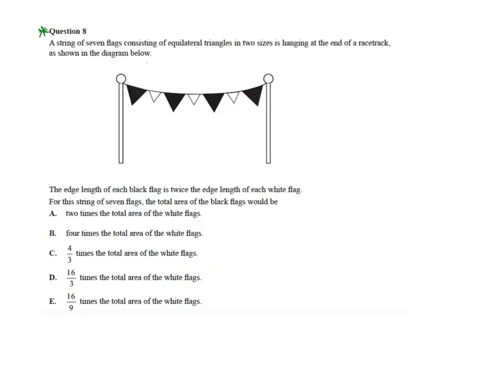Okay, a string of 7 flags consisting of equilateral triangles in 2 sizes. Once you've got equilaterals in 2 sizes, that is indicating that they're similar because they've got all the same angles. And they hang on an end of a racetrack as shown. The edge of the black flag is twice the edge of the white flag. So what they gave you there was actually a length ratio. If you've got the black flag and then the white, if that was 2, that's 1. It's twice the length of it. So that is a length ratio they gave there.